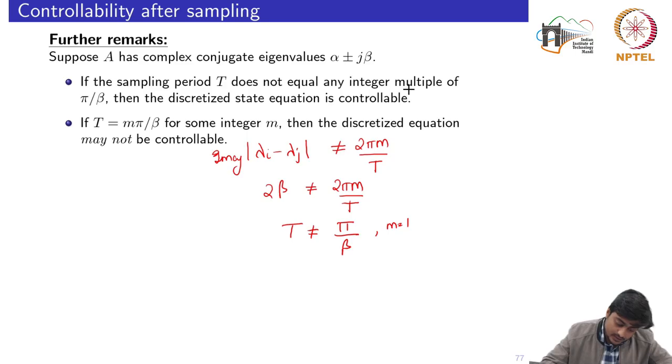Okay, so if it is not equal to an integer multiple of pi by beta, then the discretized state equation is controllable, right? But if it becomes equal to m pi by beta for some integer m, then it only says that the discretized equation may not be controllable. This is because this is only a sufficient condition. So if the result is satisfied, it means that the discrete time version is also controllable. If it does not satisfy, it does not mean that the system is not controllable. Okay, it means that the system may or may not be controllable.